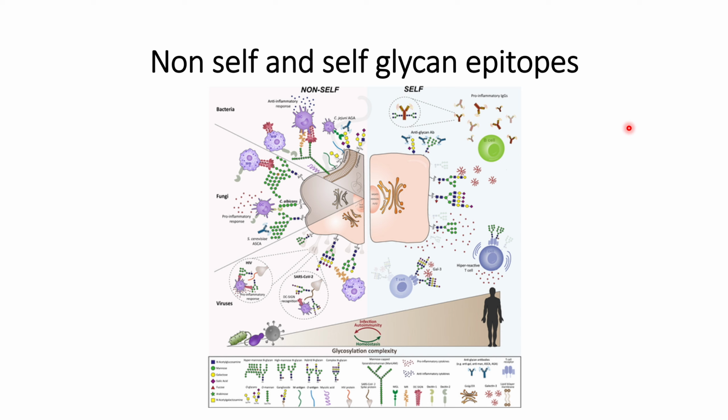I hope you have understood this brief overview of non-self and self glycan epitopes. If you need to understand them in detail, you can go through the reference provided in the description.